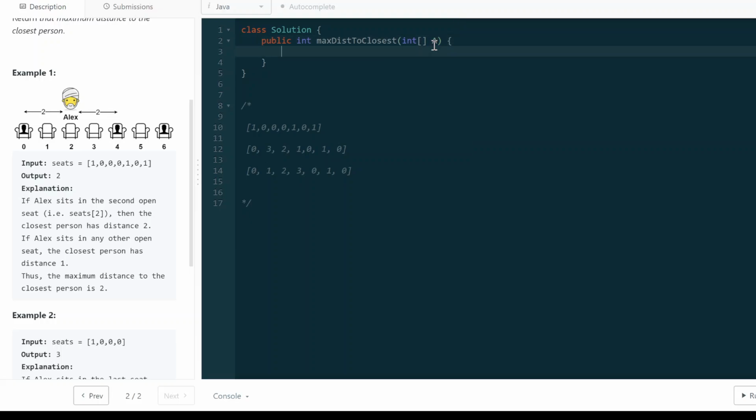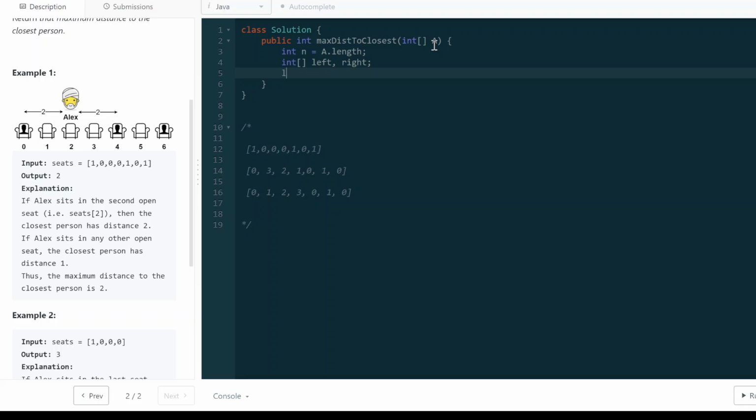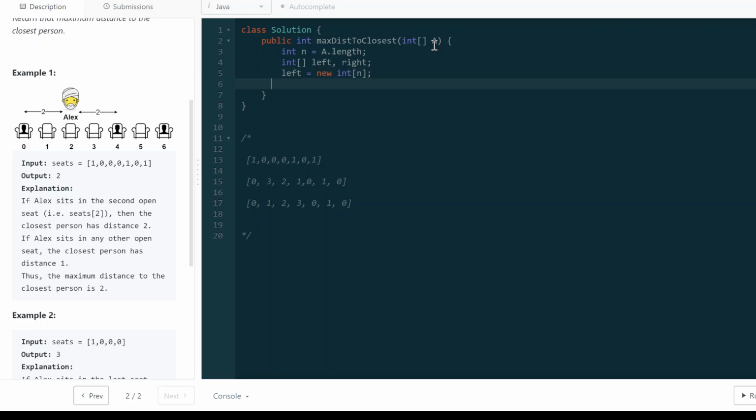So let's write the code for this also. We're going to take n as the array's length, and then create int arrays left and right. Left is going to be new int of length n, and right is also new int of n. And let's first fill up the right part, right?